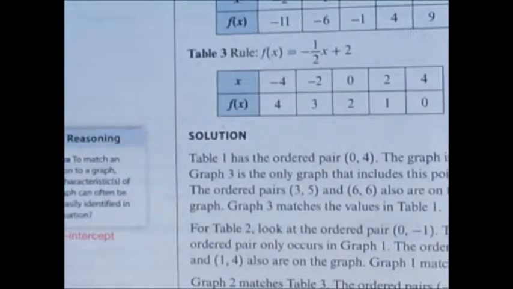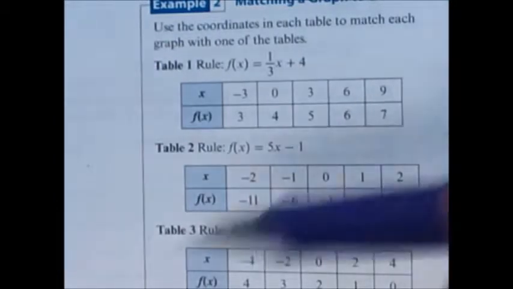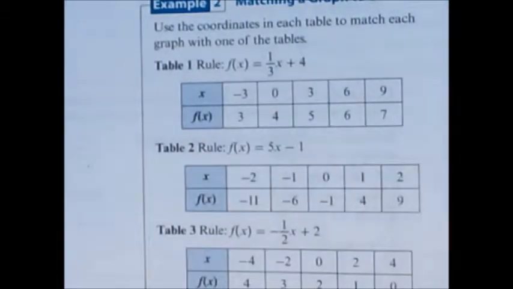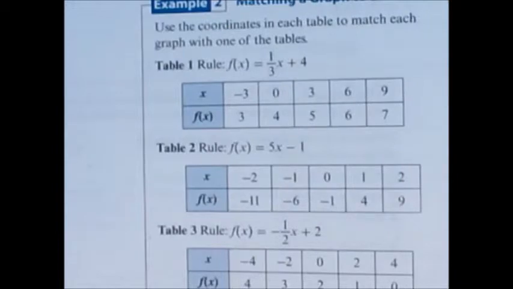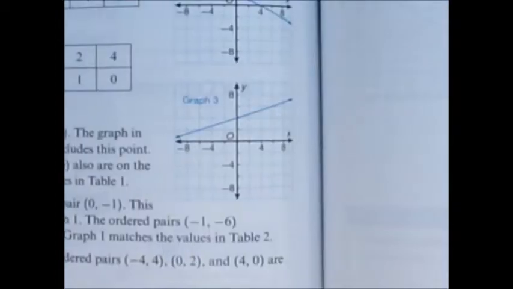It's table 2, right? So table 2 has a rise of 5 and a run of 1. So table 2 and graph 1 go together. Table 3 and graph 2 go together. What does that leave table 1 to go to? Graph 3.